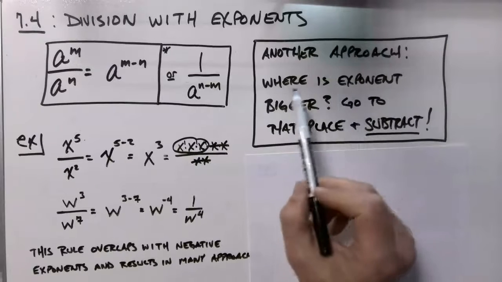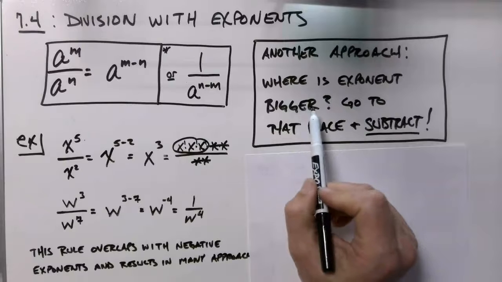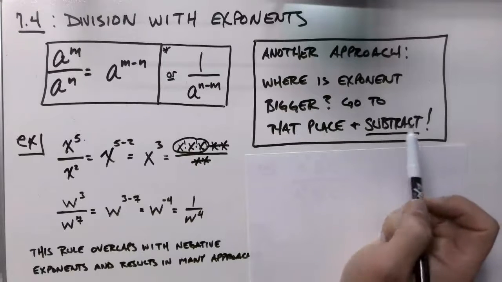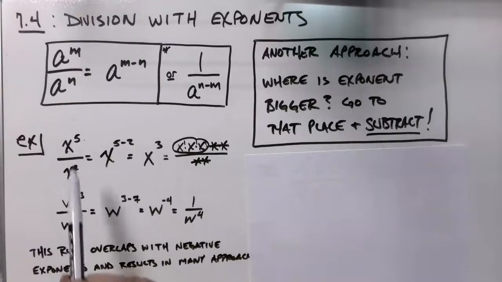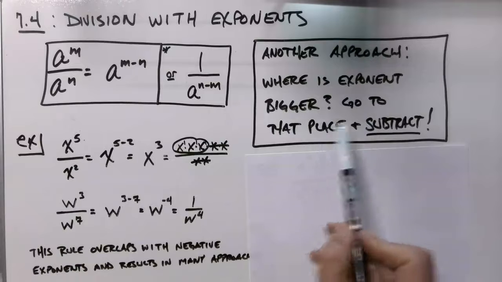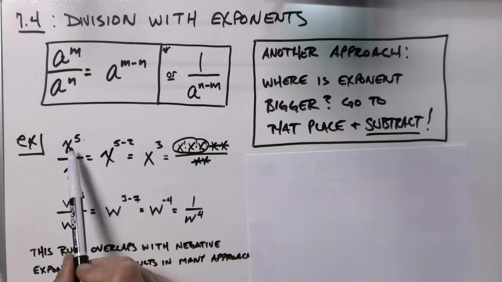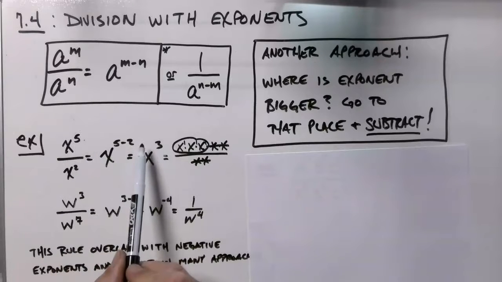The other approach that I use is to ask yourself, where is the exponent bigger? And then just go to that place and subtract. Very simple. So I'm going to go back to our first two examples here. And here's what I mean. It's x to the fifth over x squared. So I say to myself, where is the exponent larger? Well, the numerator. Then that's where I'm going to do my subtraction. And I will subtract the denominator from the numerator, and I have x cubed in the numerator. That's where my final answer will be.